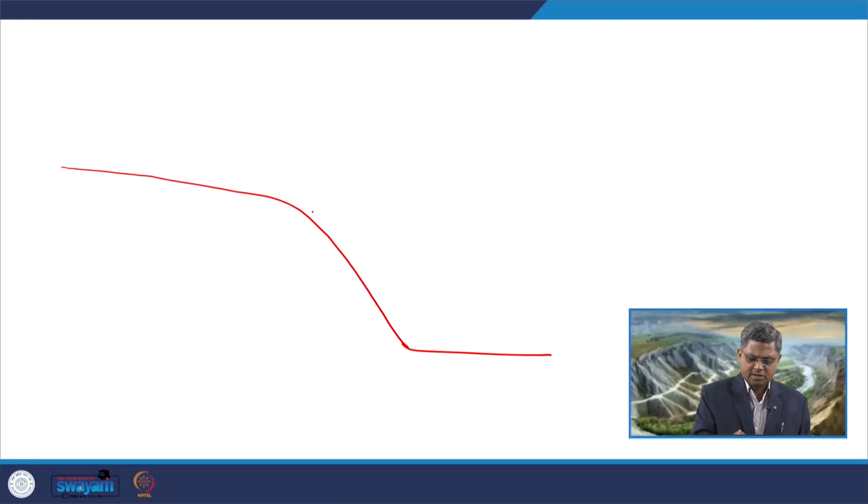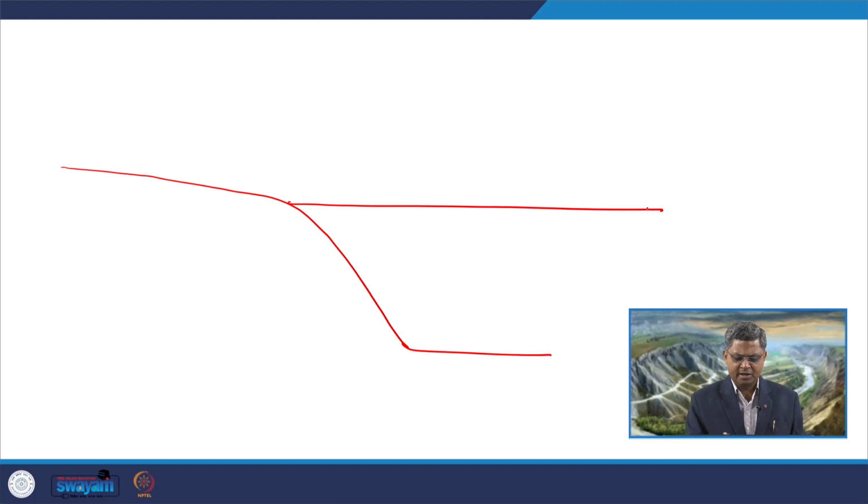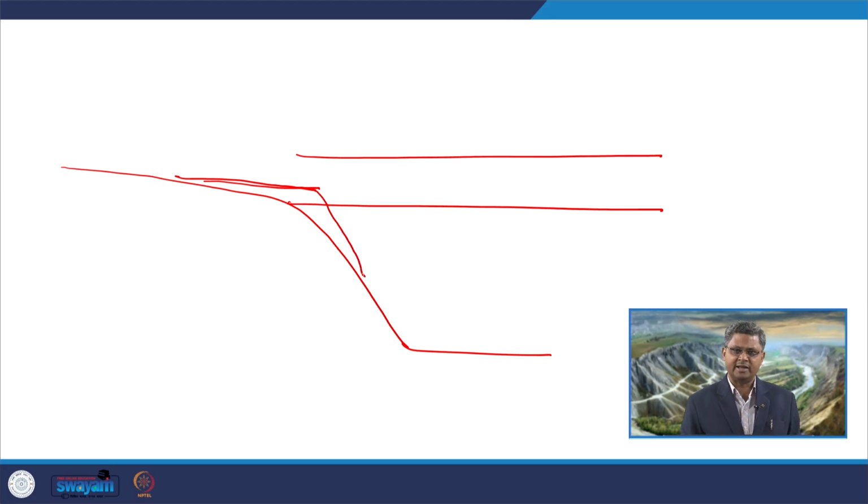Say, for example, this is the shelf edge area, and say initially the base level was here, and then the base level is rising up. Say it is going up over here. At the initial phase, as we have already discussed, the delta plane will be forming like this, and the delta front or delta lobe will be forming like this, with clinoforms forming like this.